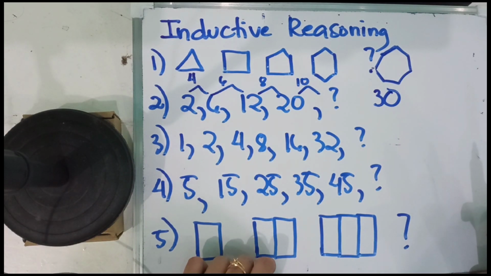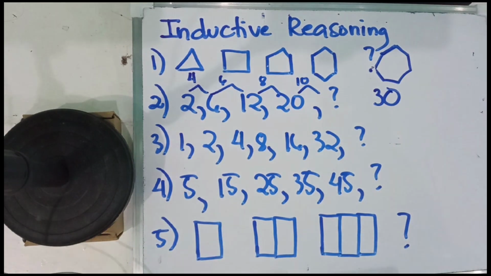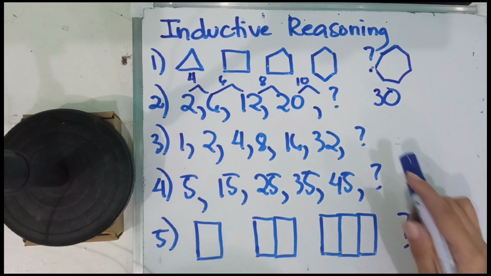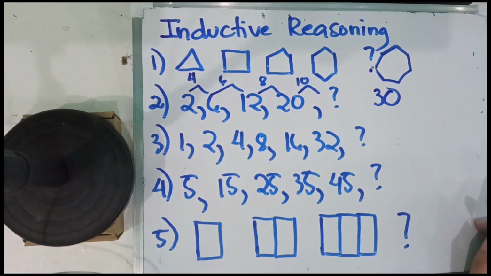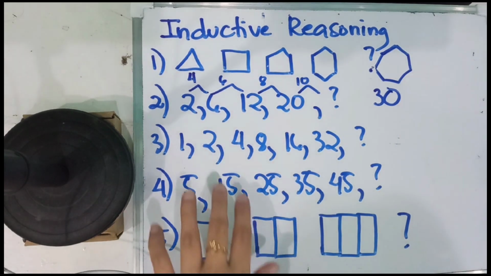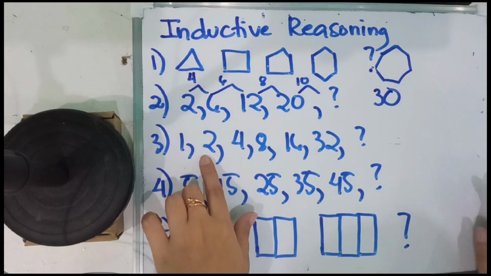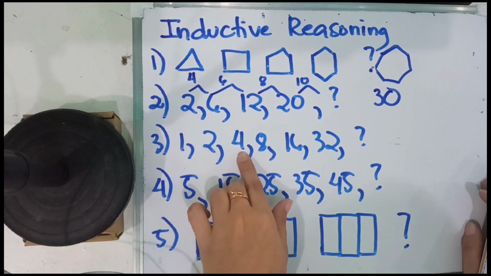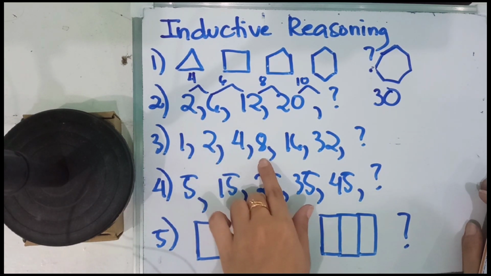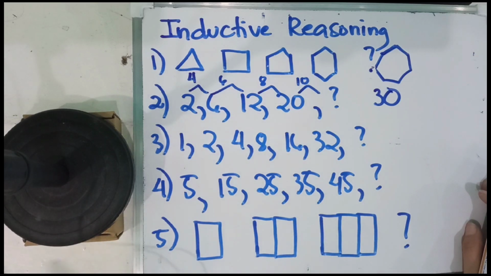Item number 3, we have the set of numbers 1, 2, 4, 8, 16, 32, and a certain missing number. So try to observe from 1, in what way did it become 2? From 2, how did it become 4? From 4, how did it become 8? And so on. So again, you can pause the video. You can try to think so that you'll be able to determine the answer.